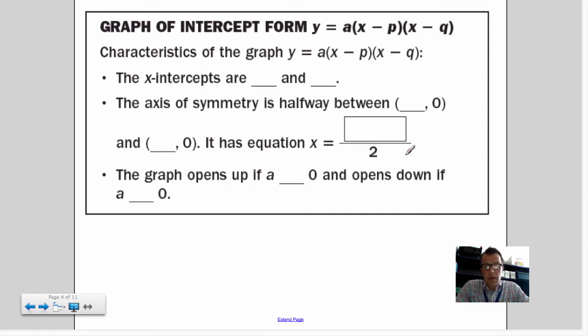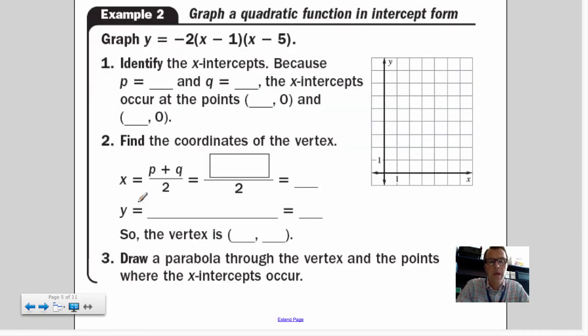What about intercept form? This is our last form, so nice that we've almost got all three forms under our belt. This guy, we noticed that the intercepts are at p and q. These are the x-intercepts. Really nice. The axis of symmetry is halfway between them. So we would say the axis of symmetry is halfway between (p, 0) and (q, 0). We would average the values of p and q. We'll see that in a second. If a is greater than 0, it opens up, and if a is less than 0, it opens down. So in all three forms, a behaves the same way. So here we go.